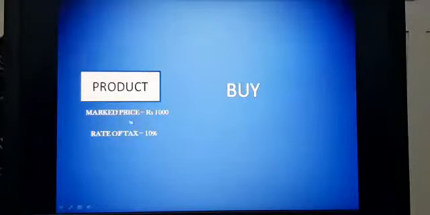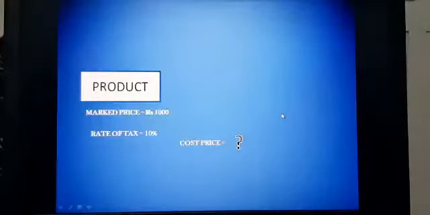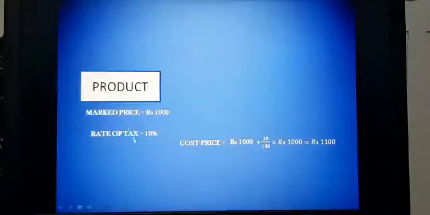Let me explain GST with the help of an example. Let us consider a product whose market price is rupees 1000 and the rate of tax is 10%. Now if I want to buy this product, what is the cost price? So cost price is equal to market price plus tax, and its rate is 10%, so it's 10 percent of rupees 1000, which is equal to 10 divided by 100 into rupees 1000.